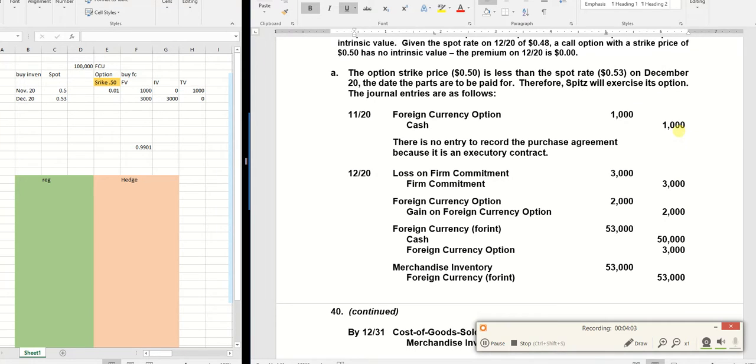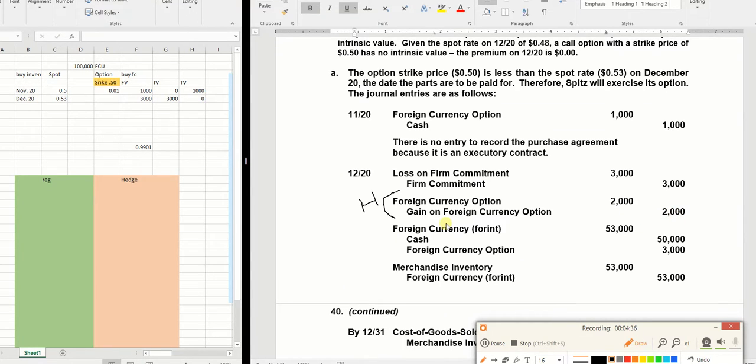All right. Then the next one, I need to adjust my regular side on the 20th, but again, title hasn't necessarily passed yet, so let me go over to the option side, then I'm going to back up. I need to make my option go from 1,000 to 3,000, so I need my option to go up. So I debit my option, that's this one. So this is on the option side, my hedge side. So on the hedge side, foreign currency option, gain on foreign currency option, so that's 2,000.